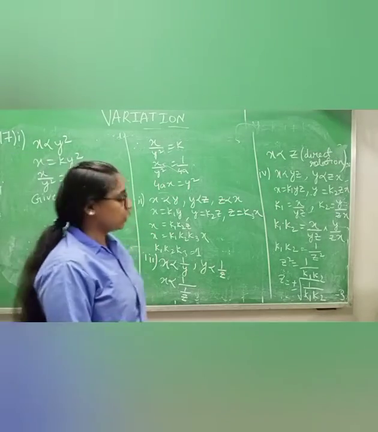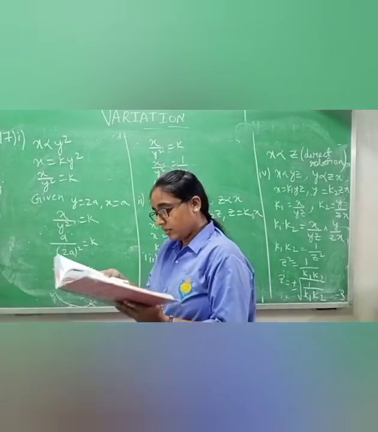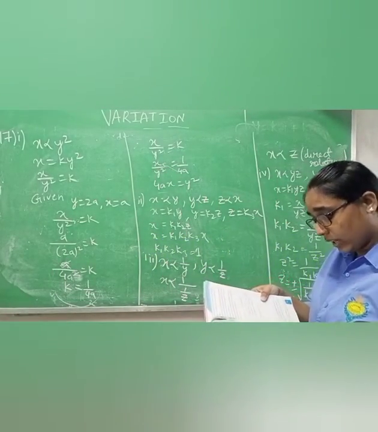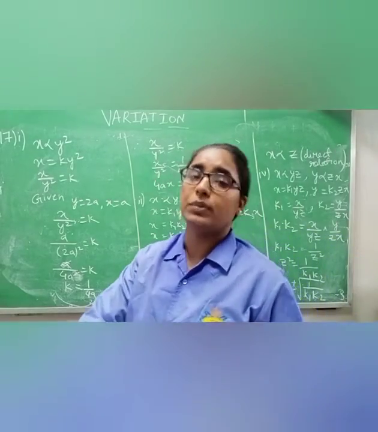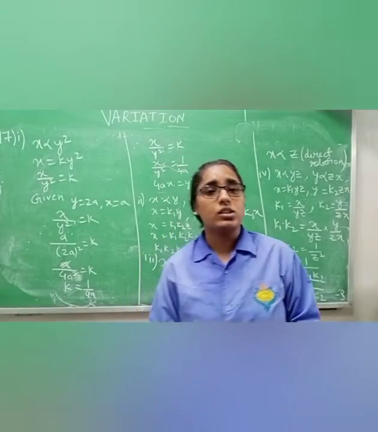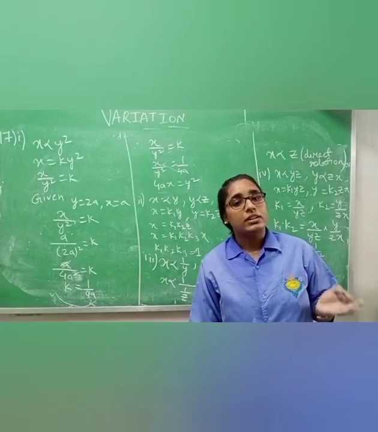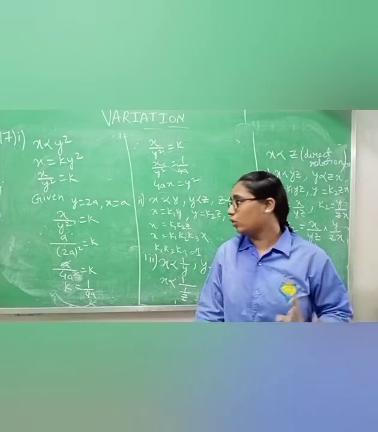Now question number 2, 17(2). If x varies with y, y varies with z and z varies with x, let us find the product of three non-zero constants. Product means multiplication, and non-zero constant means whatever constant you are taking, it must be greater than or less than 0, not 0. Non-zero means not 0.